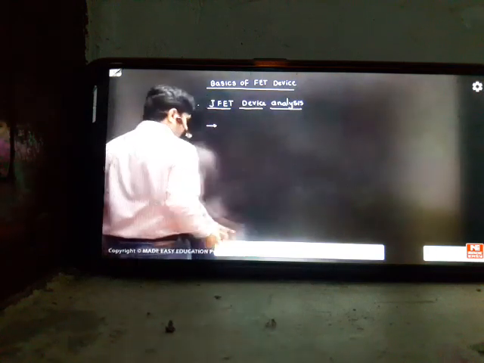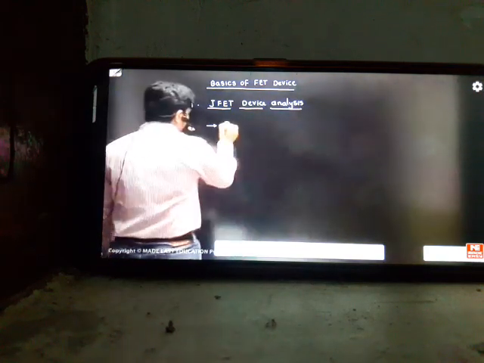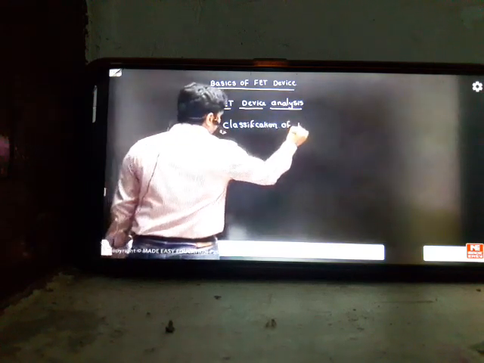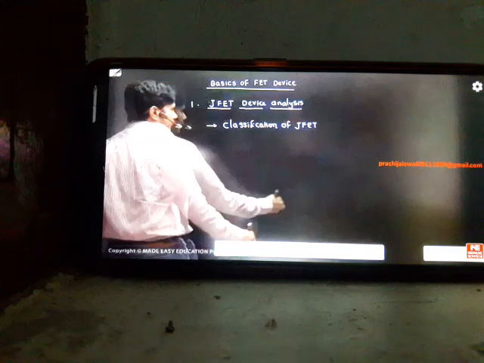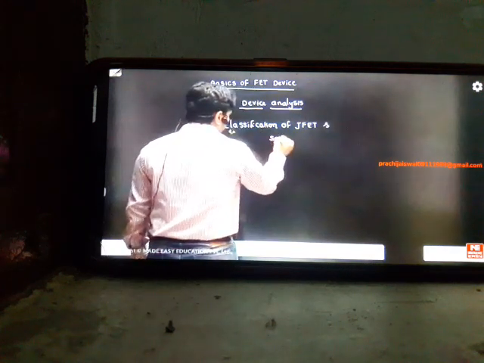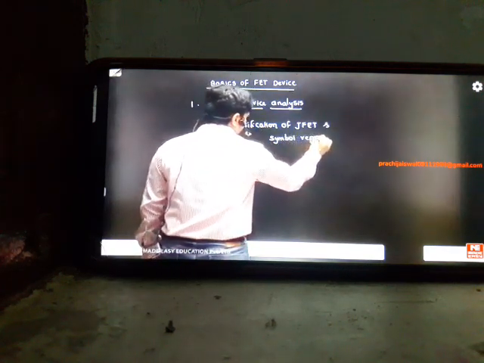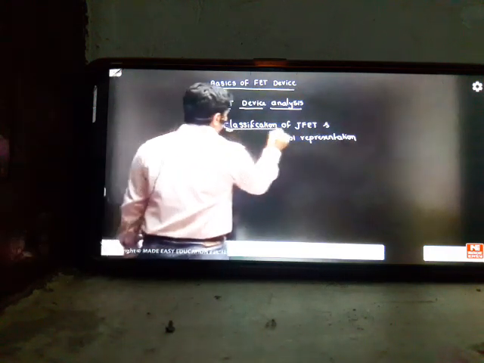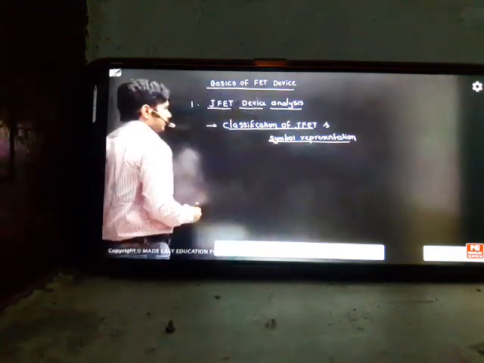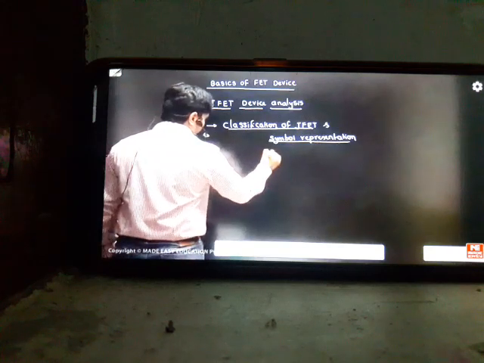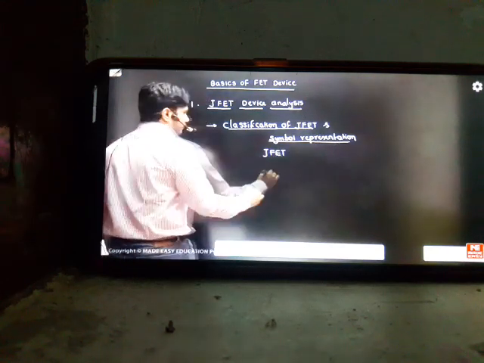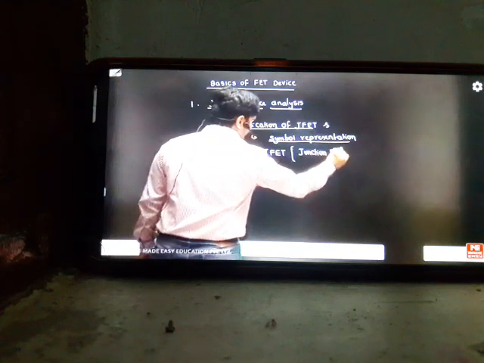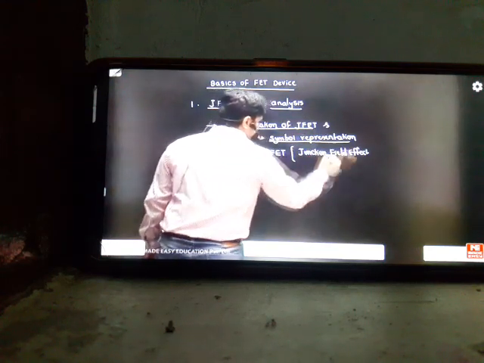First heading you can keep: classification of JFET is my first idea for the student. Classification of JFET and symbol representation. Whenever you enter into the device, first a student should know how to classify the JFET and what is the symbol of JFET. This is the first idea of it. So you can see your JFET. First of all, what is the meaning of JFET? In the abbreviation you can write, it is called junction field effect transistor.